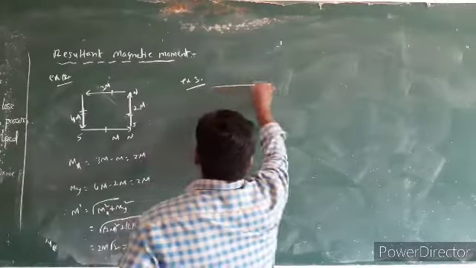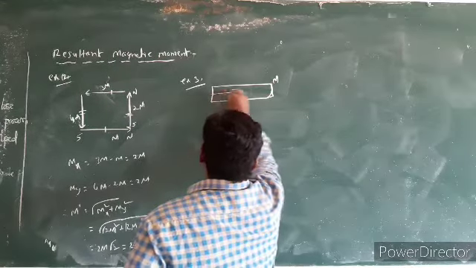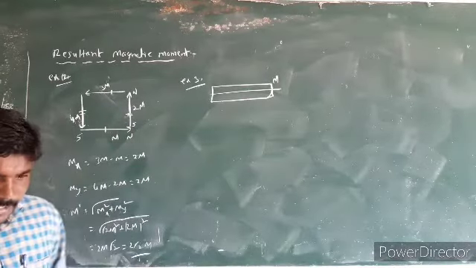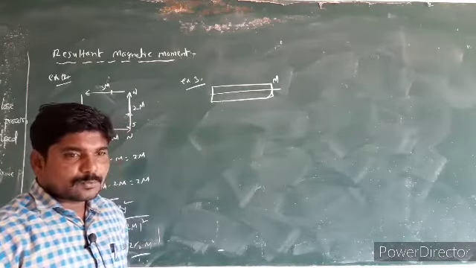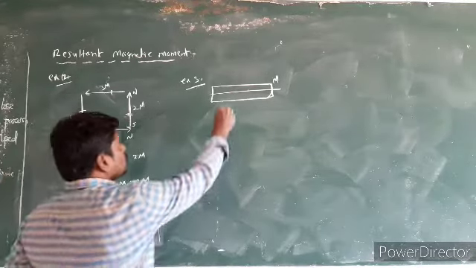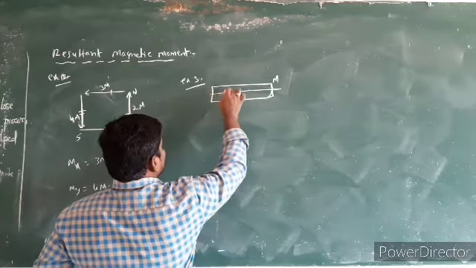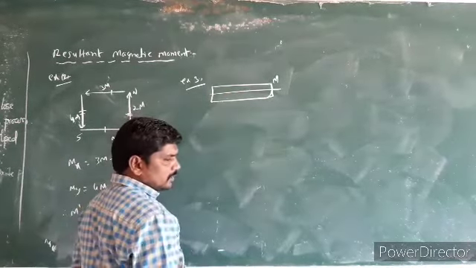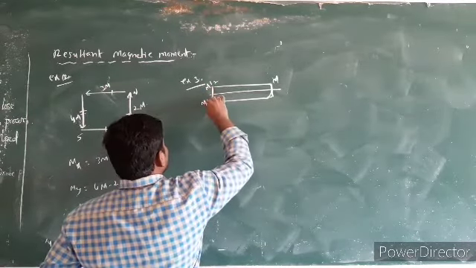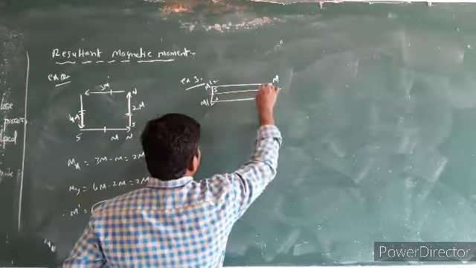A bar magnet of magnetic moment M is cut into two equal pieces parallel to its length. When you cut a magnet parallel to its length, what happens? The pole strength changes, but the length of each piece remains constant. Now there are two pieces. The pole strength of each piece becomes m by 2, but the length of each piece is 2L, the length does not change. The magnetic moment of each piece is M by 2. Each piece acts as a magnet, so it must contain two poles.